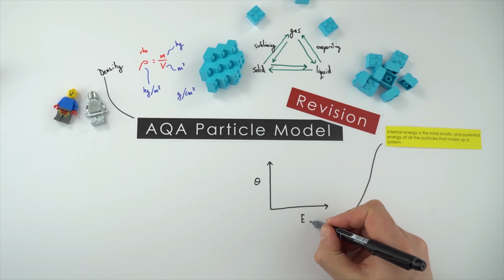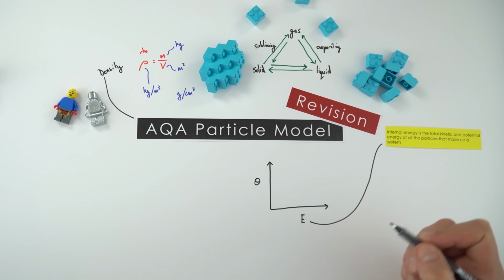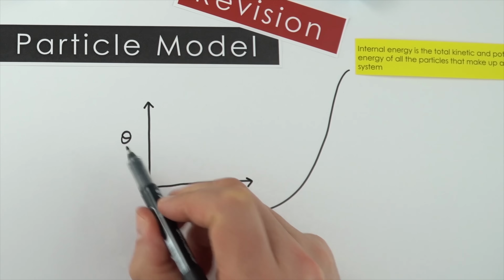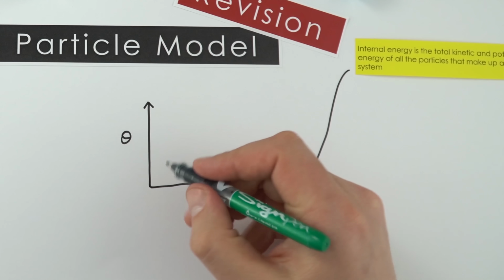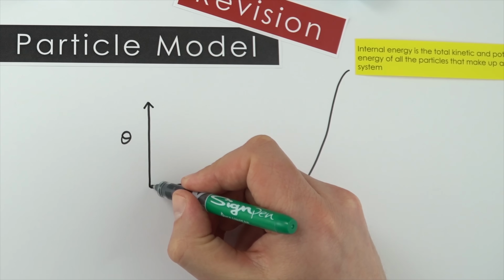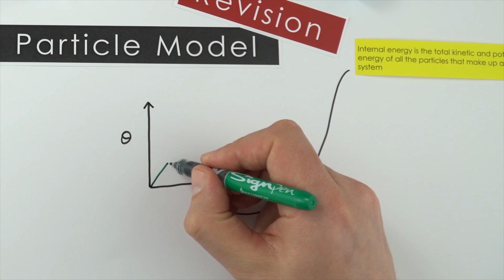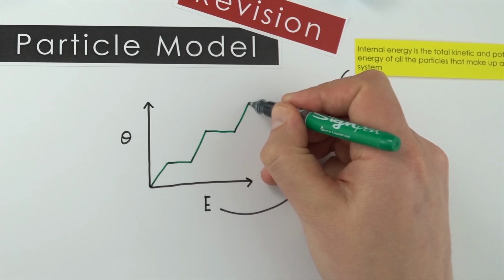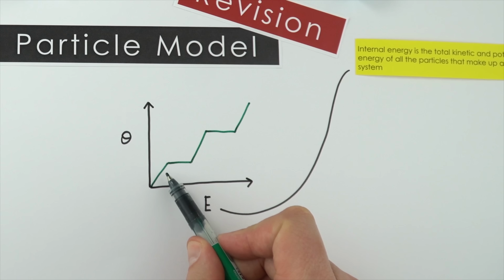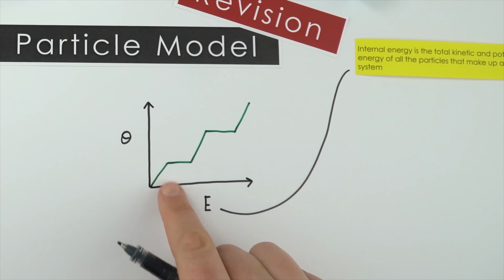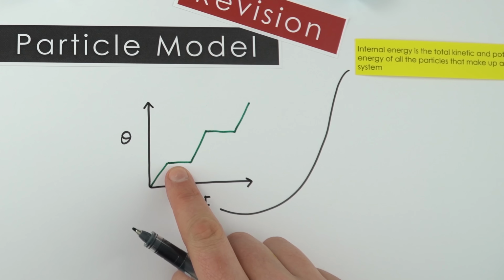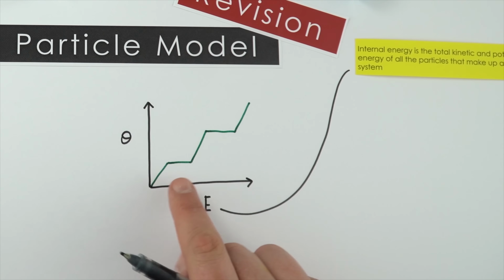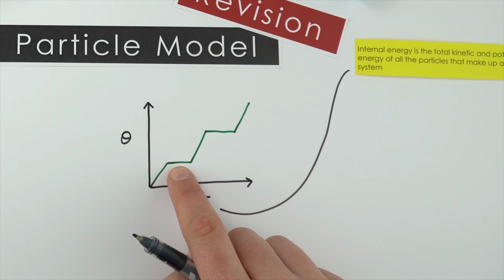Now, if we were to look at the internal energy, so this is what this E stands for here, and we look at how that compares to the temperature, what we find is that as you increase the internal energy, the temperature also increases until we get to this point where we have a change of state. And what we find is that when something changes state, so it might be melting, it might be boiling, we have that happening at a constant temperature.